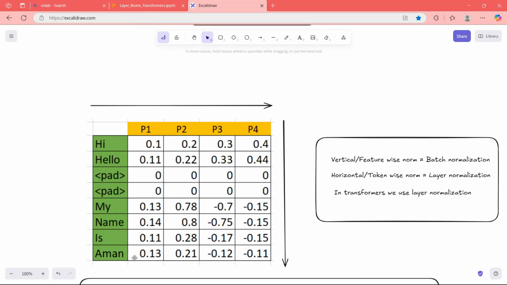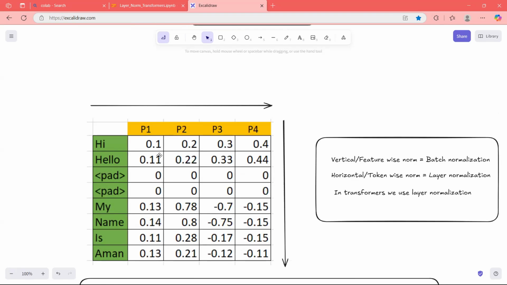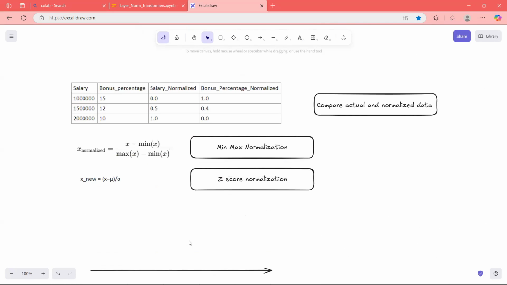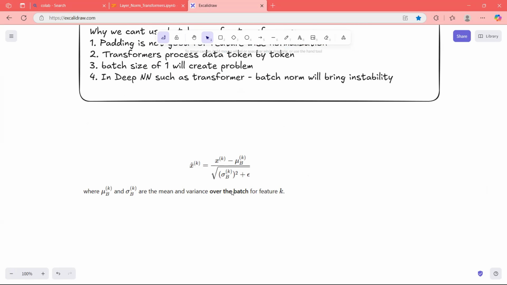So suppose this is the first feature. What it is saying is, go to the first feature, take the mu and sigma of the first feature, and this is nothing but x minus mu by sigma. This formula is x minus mu by sigma. The same thing. Basically, we are squaring and taking the square root, and one small epsilon so that it doesn't become 0. So this is feature by feature. So what kind of normalization is this? Batch normalization.